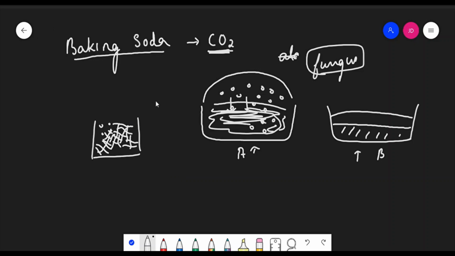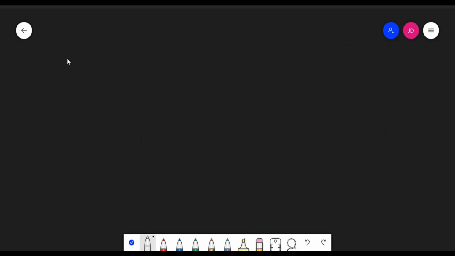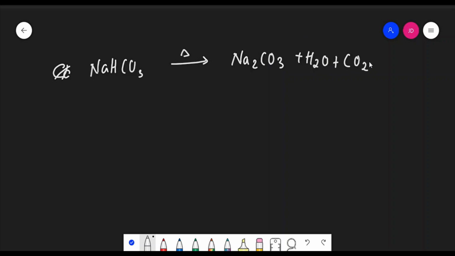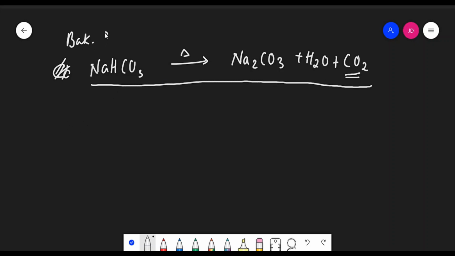So when we're talking about baking soda, let's see how it helps the cake become spongy. If you take baking soda, NaHCO3, and you heat it, it forms Na2CO3, plus some water will be released, plus some carbon dioxide will be released. This is a new reaction. I'll compare it with one more reaction which we know, so don't worry, we'll do it. So this carbon dioxide will be the one which will make our bread or cakes fluffy. So here we're talking about baking soda.